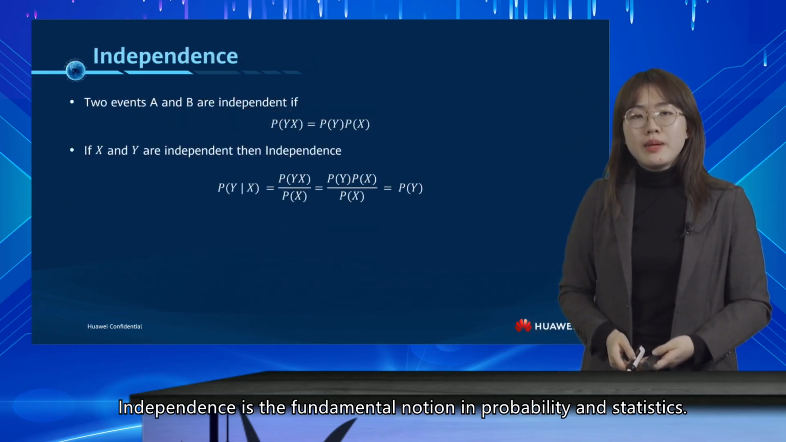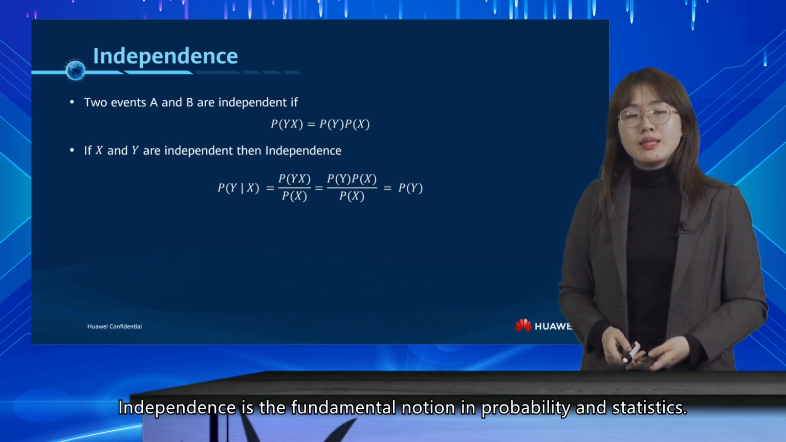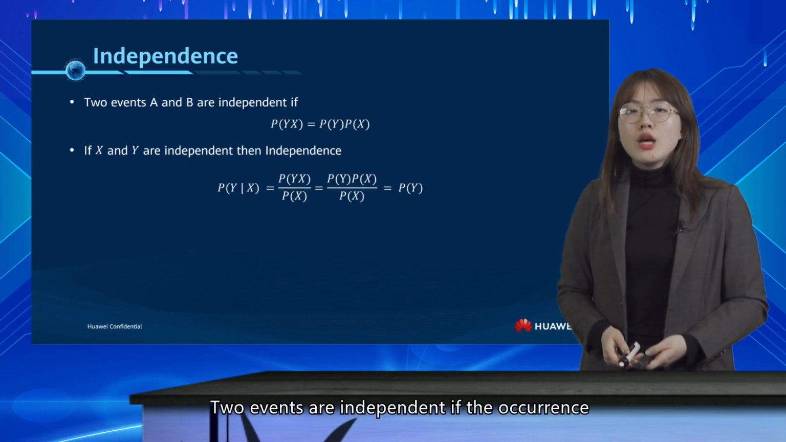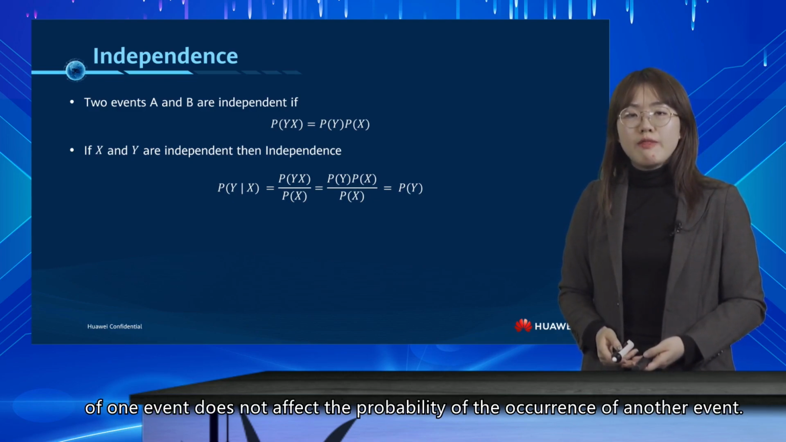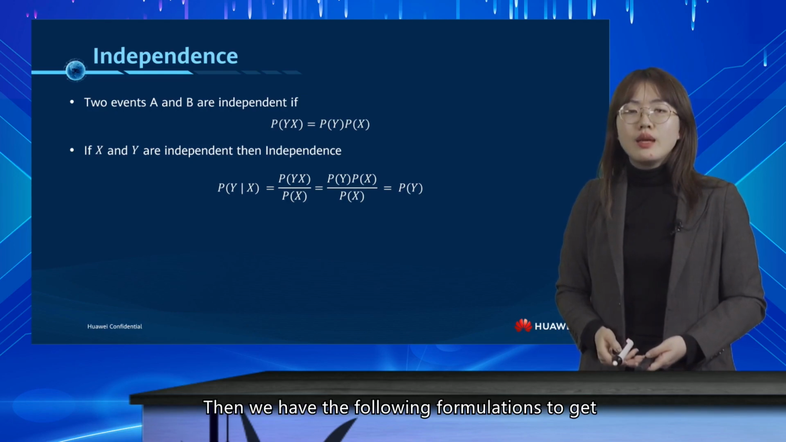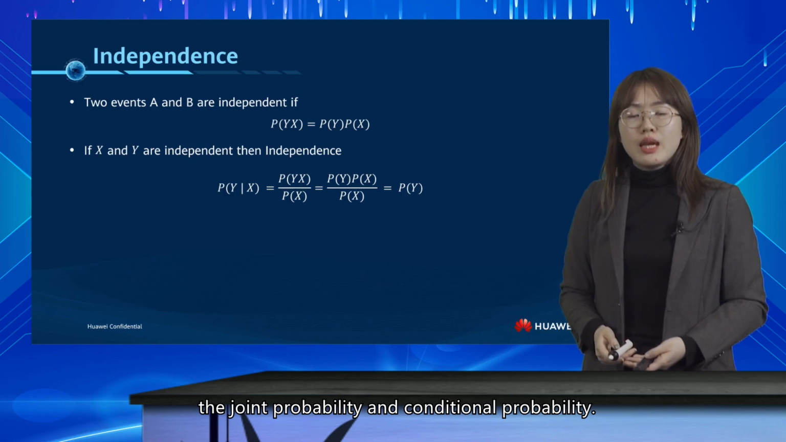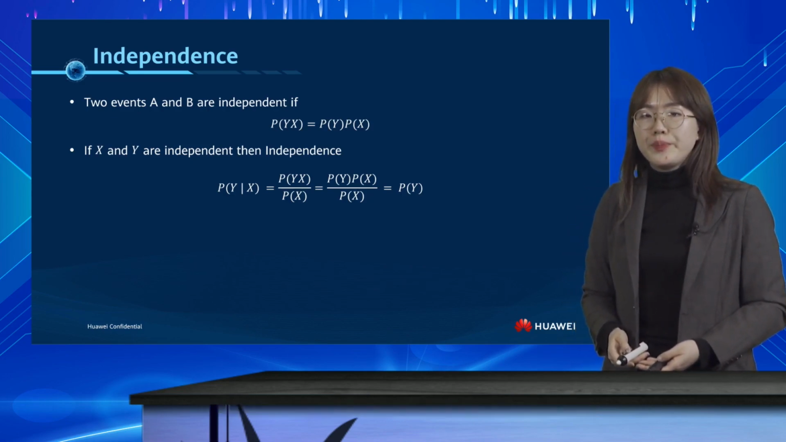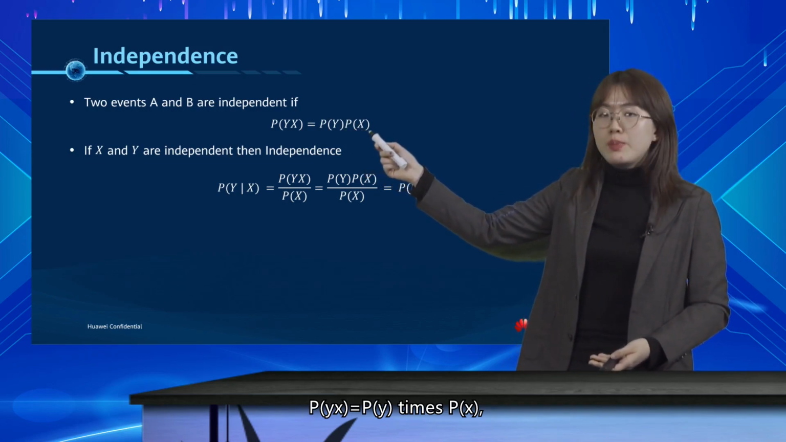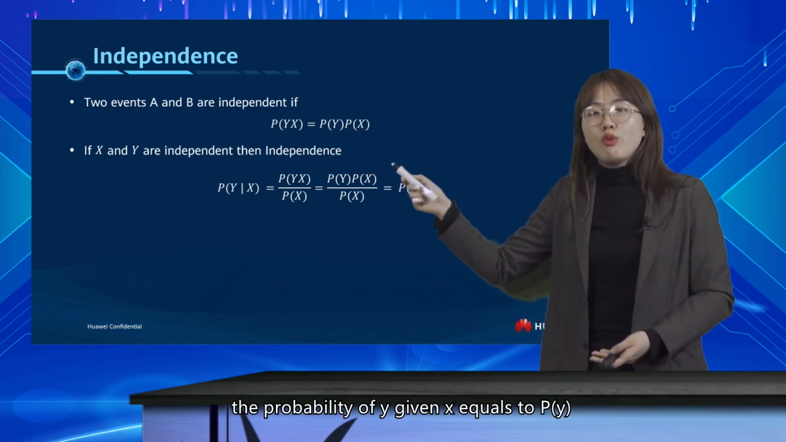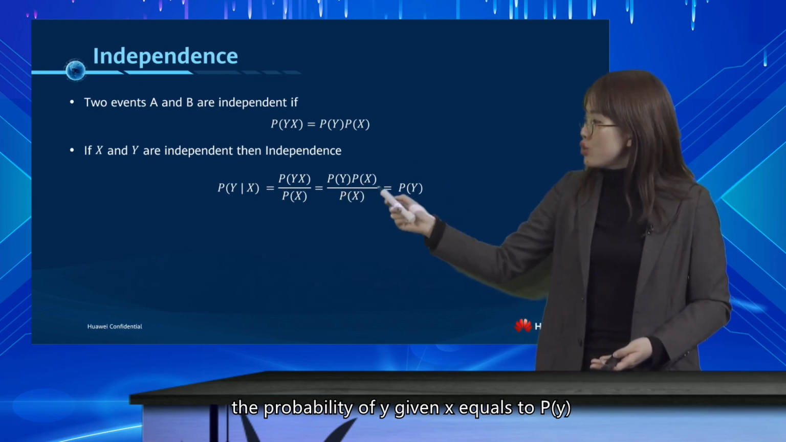Independence is a fundamental notion in probability and statistics. Two events are independent if the occurrence of one event doesn't affect the probability of occurrence of another event. Then we have the following formulations to get the joint probability and conditional probability. P(Y,X) equals P(Y) times P(X). The probability of Y given X equals P(Y).